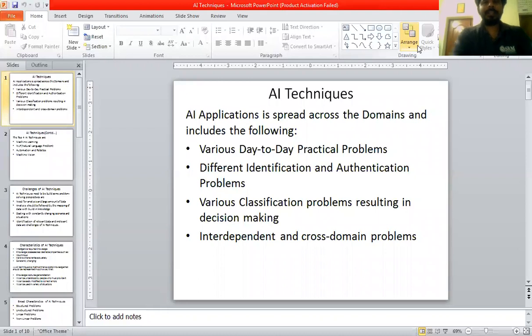What are all the techniques that can be used in an artificial intelligence system? Artificial intelligence is mainly used in domains that address various day-to-day problems as well as practical life. The techniques are used in identification and authentication problems and various classification problems in machine learning, which is part of artificial intelligence, like recurrent, supervised, and unsupervised learning. These can result in various decision-making problems, and they can be considered in cross-domain problems.